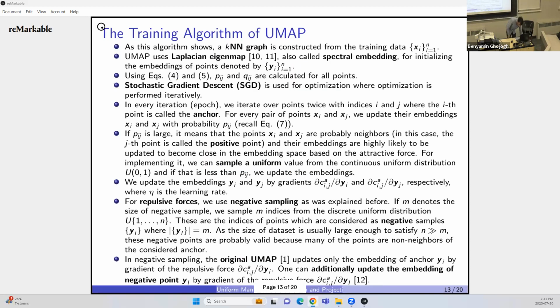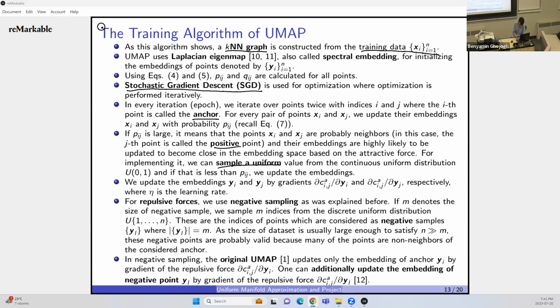Okay. Training algorithm of UMAP. As this algorithm shows, a k-NN graph, k-nearest neighbor graph, is constructed from the training data, x1 to xn, right? So I think here I have explained the algorithm, but let me tell you some important things here, because I have explained most of it. So here we are using stochastic gradient descent, right? We saw that. Also, we are considering anchor, positive and negative points.